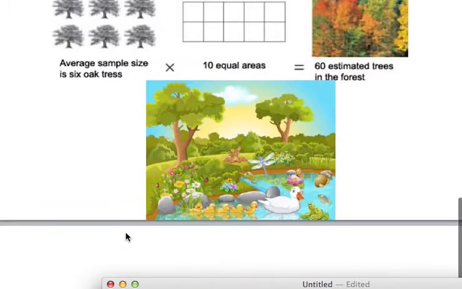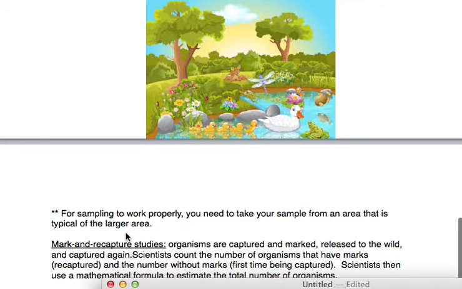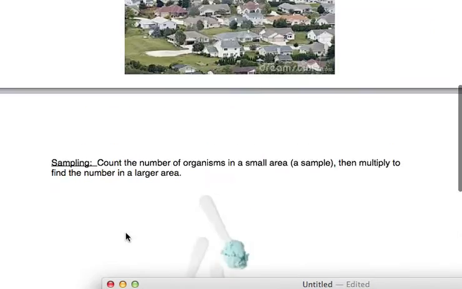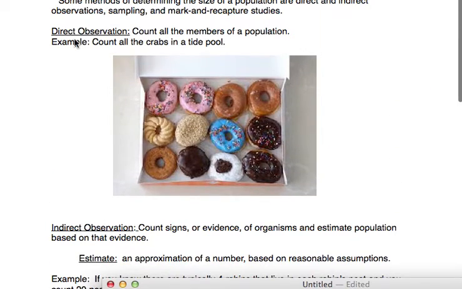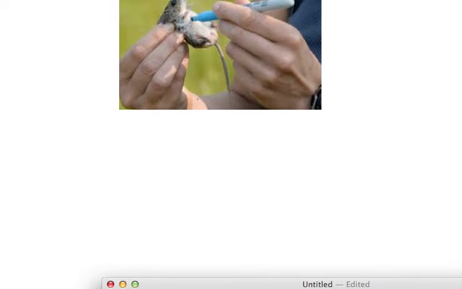So keep in mind that of these four, only one of them is going to give us an exact number, and that is direct observation. Direct observation is the only one that you're not estimating. But if you do the other ones properly, indirect observation, sampling, and mark and recapture, you can get pretty close to a very accurate number, though direct observation is the only one that's not an estimate. Okay, so that's how we determine population size.